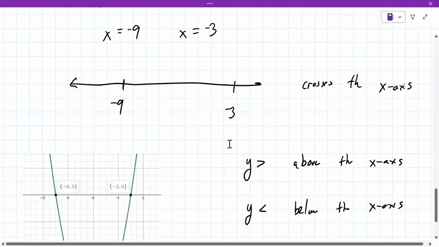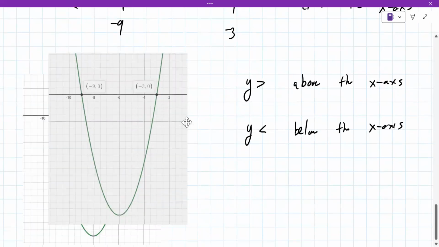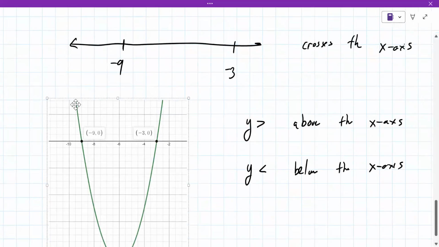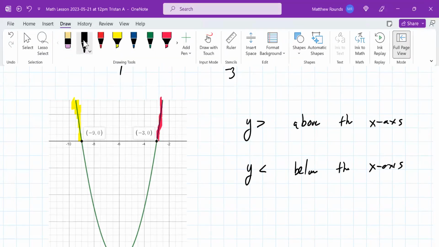So in your problem, you want to know, where is this green graph above the x-axis? And you can just say visually, it's here on the left, here on the right. And so think about those 2 points. I'm going to highlight color code here. Yellow corresponds to that yellow, and red corresponds to that red there. And that's your answer.